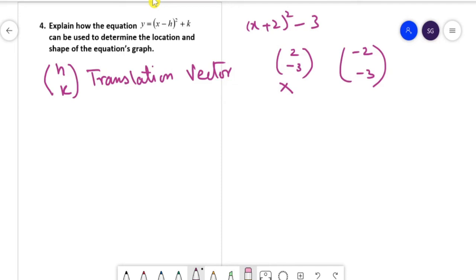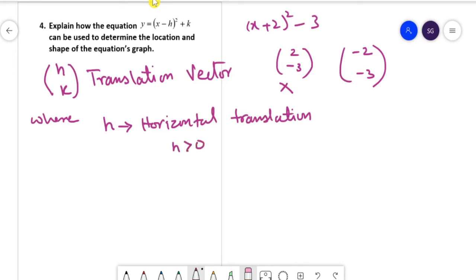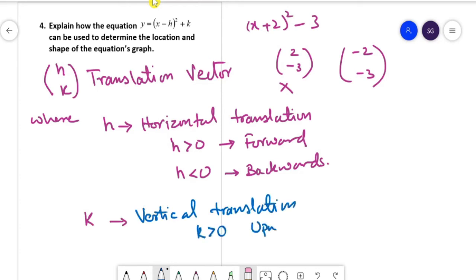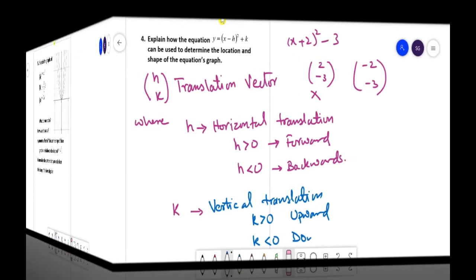So (h, k) is the translation vector where h is responsible for the horizontal translation. If h is greater than 0, it will move forwards, and if h is less than 0, then we will be moving backwards. All right, and the next is k. k is responsible for the vertical translation, and when k is greater than 0, it's an upward translation, and when k is less than 0, it's downwards.